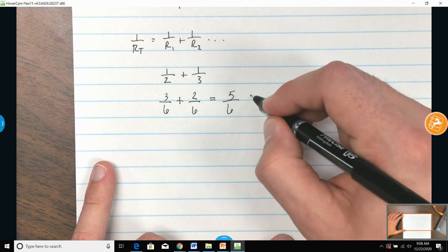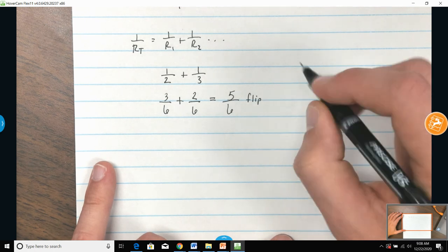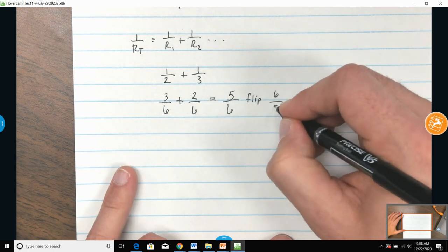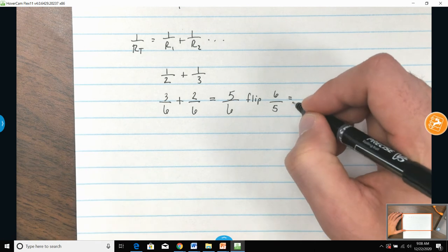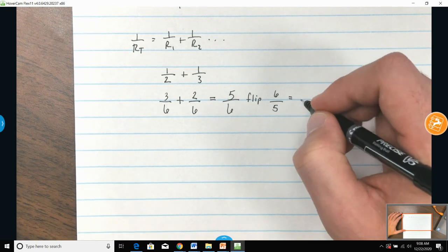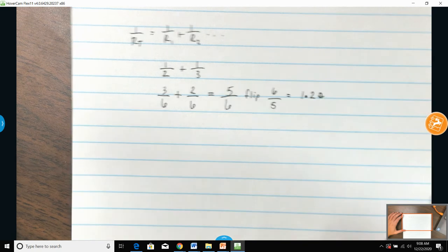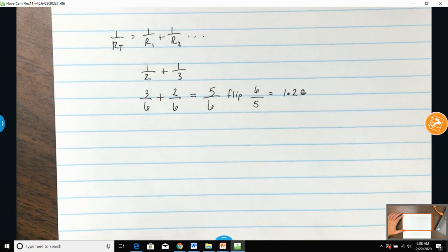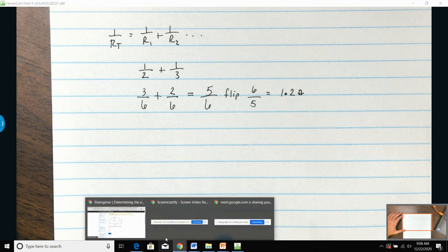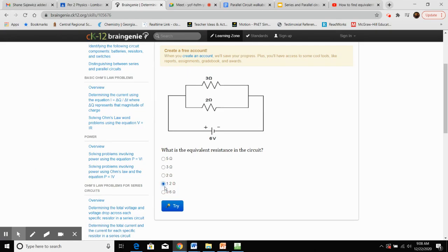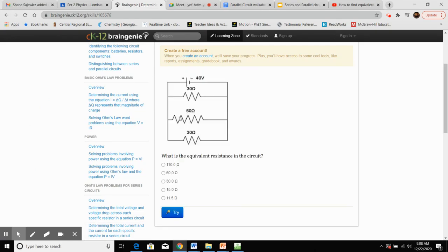Now you have to flip it. So you're going to have 6 over 5. Then you throw that into the calculator. 6 divided by 5 comes out to be 1.2 ohms. And that would be your equivalent resistance, your total resistance. 1.2 ohms. Bang.